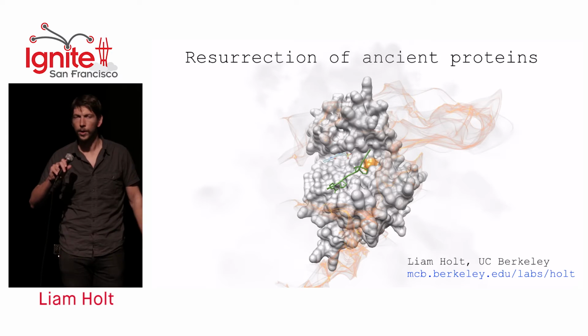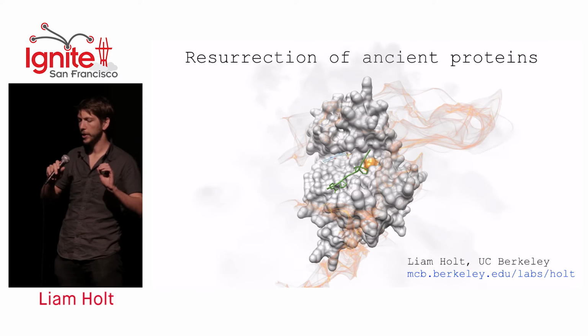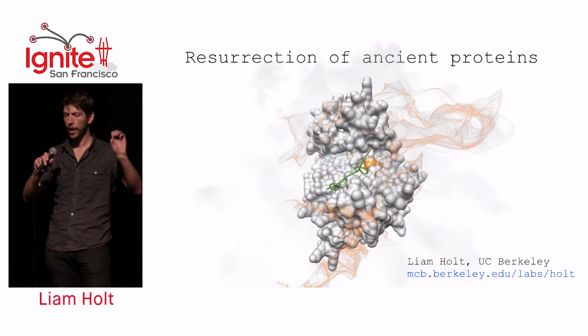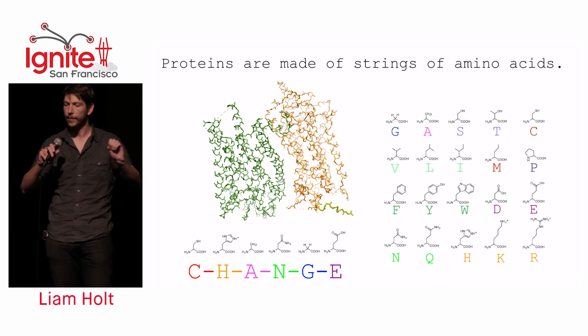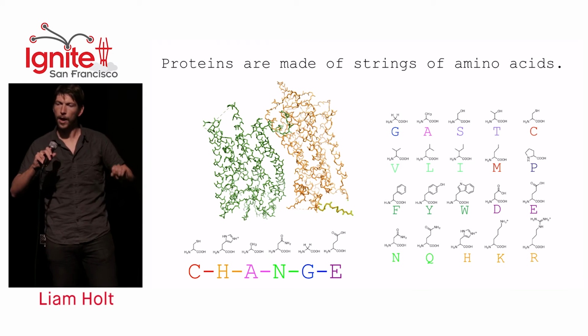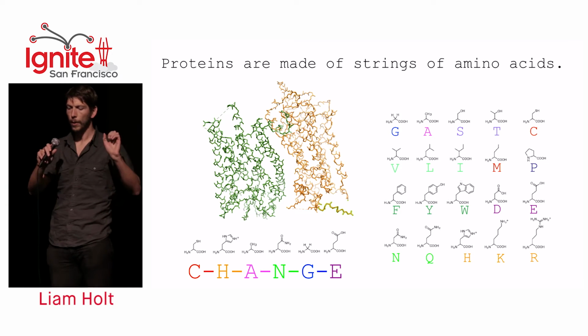Thank you, Bradley. Okay, so my name's Liam Holt. I'm from UC Berkeley, and I'm going to talk to you about resurrecting ancient proteins from millions of years ago. So first of all, what is a protein? A protein is a string of chemical building blocks called amino acids. These amino acids have a certain shape, a certain structure, and they're like letters. And we represent them with letters.